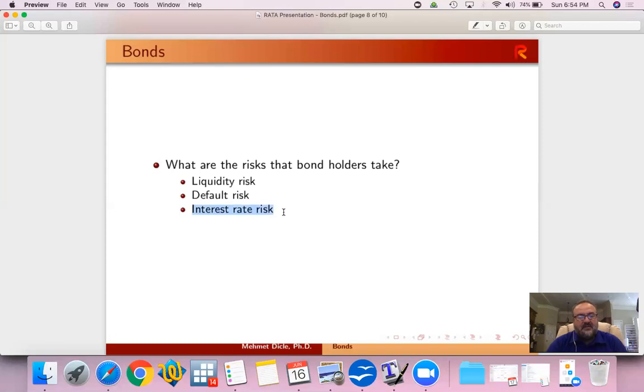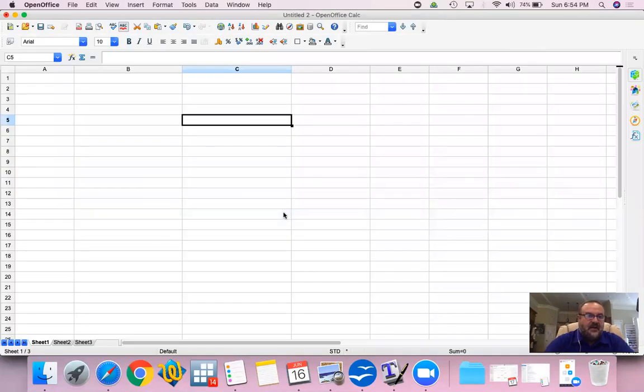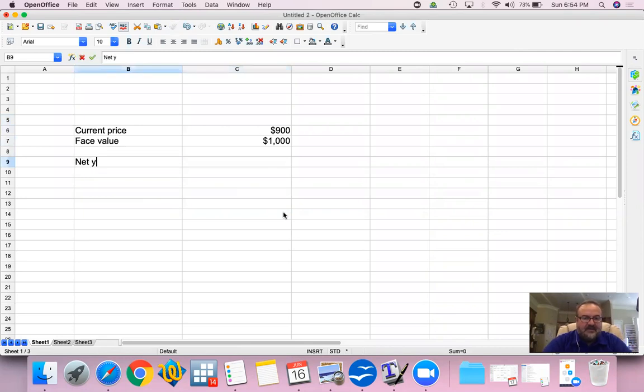Now, the interest rate risk is very specific. So let me actually show it to you through a spreadsheet. Let's say that the current price for the bond is, say, $900, and your face value is $1,000. Now, your net return, or net income, if you want to call it that, is literally your face value minus the current price, $100. Your net yield is the $100 return that you earn on a $900 investment. So it is approximately 11%.